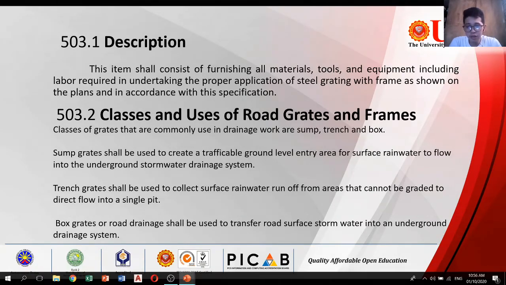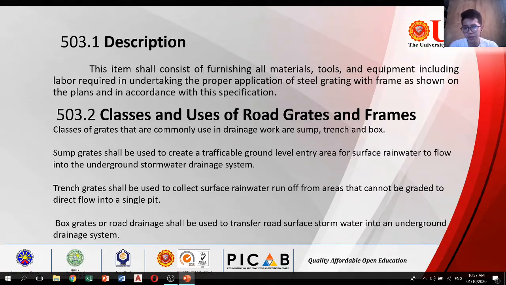Classes and uses of road grates and frames. Classes of grates that are commonly used in drainage work are sump, trench, and box. So, ang sump, mura gihapon na siya box ug itsura gihapon. Mura same lang anang box. Pero ang sump lang kay murag wala siya, katong walay mosalo sa sulod sa ilalom.